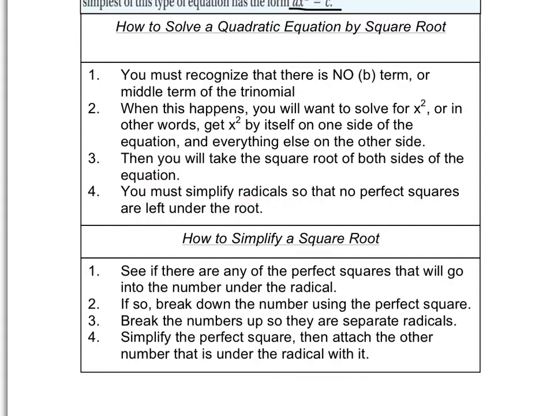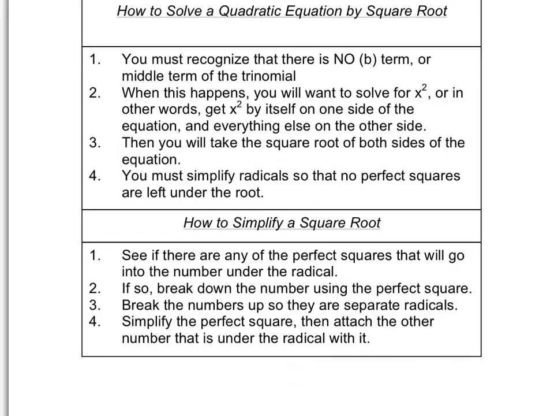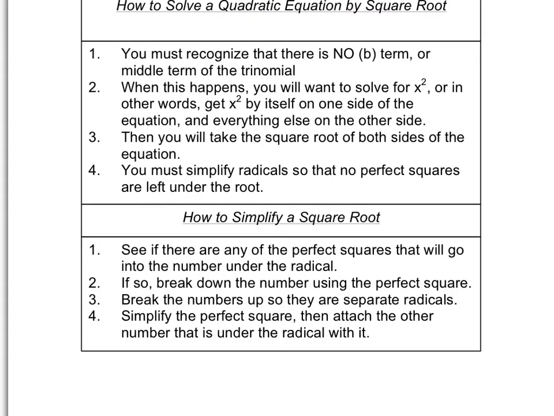Again, as we look at these equations, you're always going to have two answers. Okay, and these are going to be a little bit different because you're not going to have two things to solve for. Okay, you only have one, which means one answer is positive and one answer is negative. Okay, so let's take a look here first at how to simplify a square root, because you're going to have to be able to do this to simplify your equations.